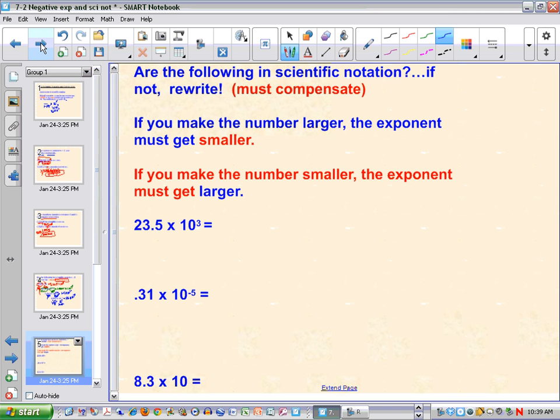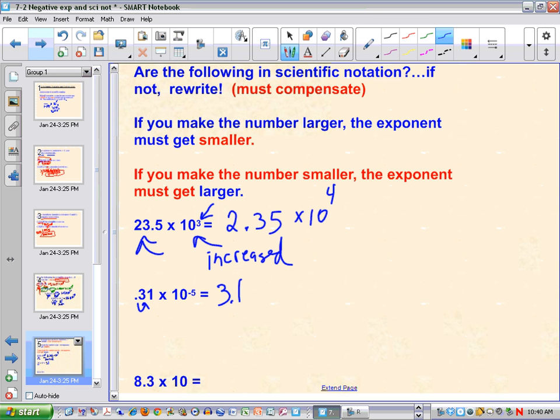Here are a few more examples compensating. So do these on your own, pause the video, and then check them. So this guy would become 2.35. He got smaller compared to this guy. So I moved him 1 to the left. So he got decreased by a factor of 10. So this guy needs to get increased by a factor of 10. So he needs to go 1 bigger. So instead of 10 cubed, he'll be 10 to the 4th. This guy would become 3.1. He gets bigger from 0.31. So since he gets increased by a factor of 10, this guy needs to be decreased by a factor of 10. So 10 to the -5th becomes 10 to the -6.